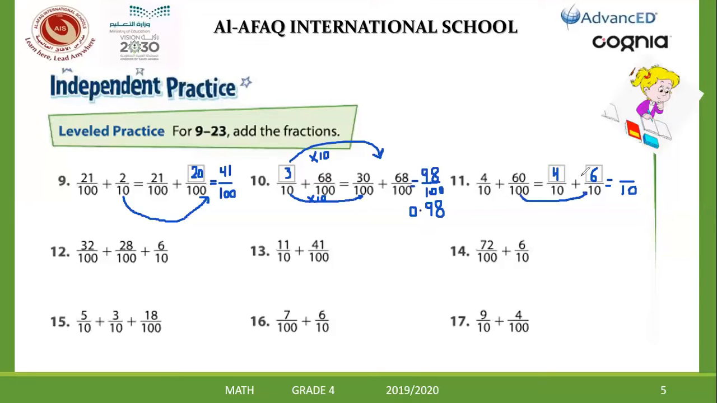And what about the numerators? 4 plus 6 is 10. The total is 10 over 10. And as you know, if we have a fraction whose numerator and denominator are the same, the answer will be 1 as a whole.